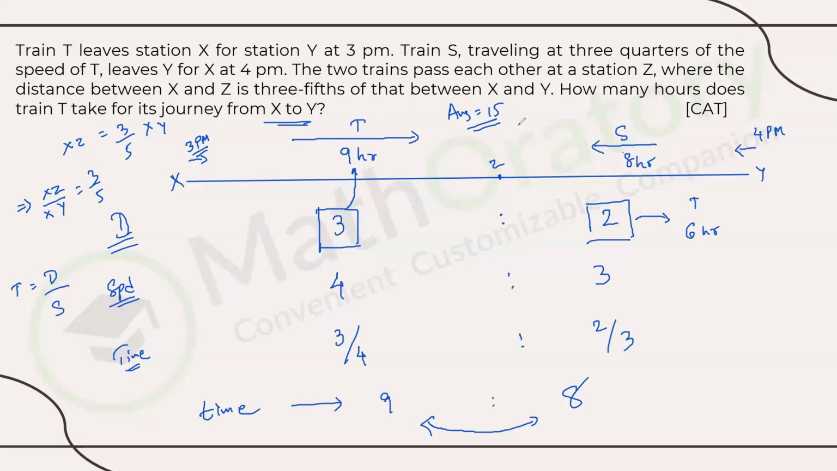So just a simple relationship between the ratios and whatever is given. Establish the right relationships and you'll get the answer very easily. That's it.